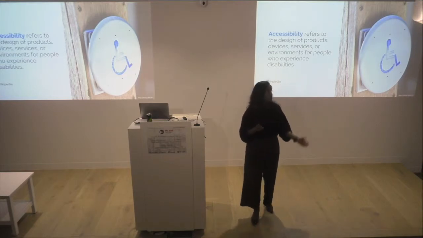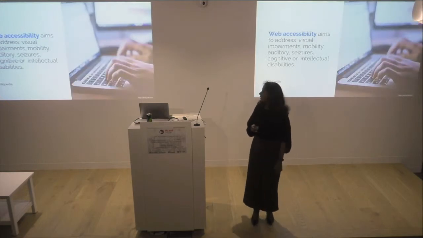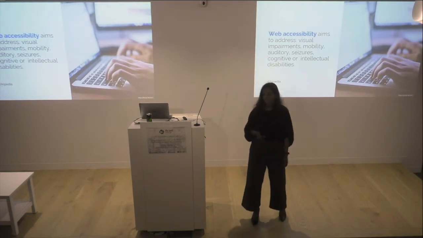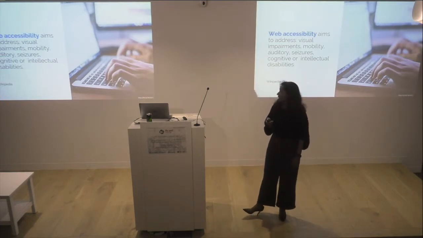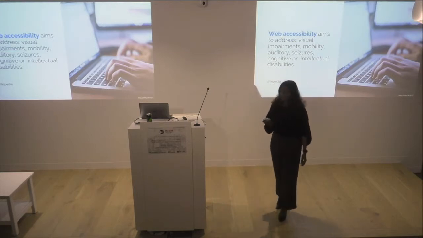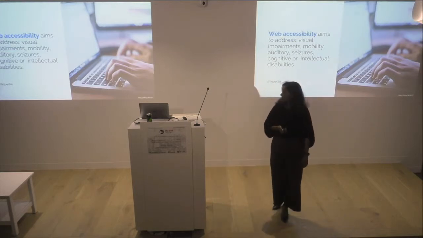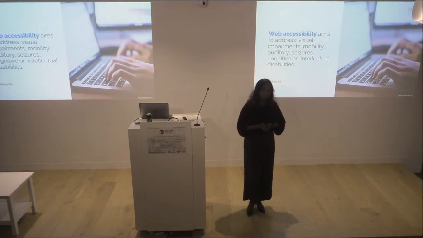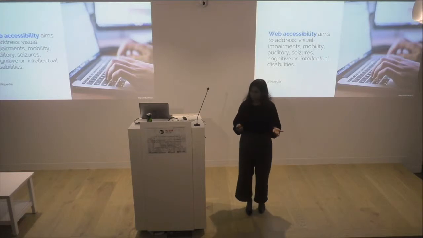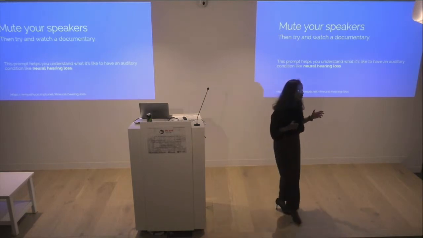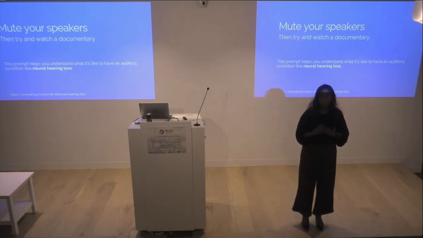So when it applies to the web, web accessibility actually addresses visual impairments. It could be tunnel vision, or it could be color blindness, or mobility, or auditory, cognitive or intellectual disabilities like dyslexia. So there are a whole range of different conditions that we often forget to cater for when we build our websites or applications.